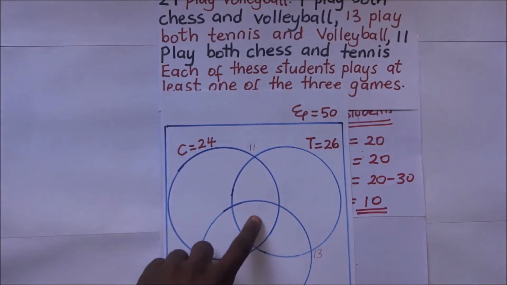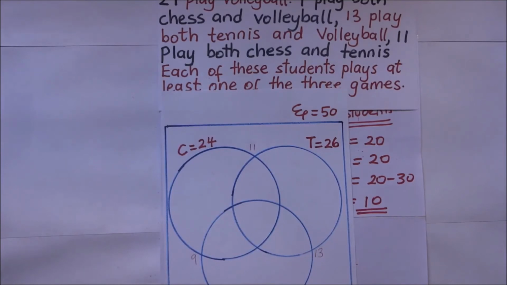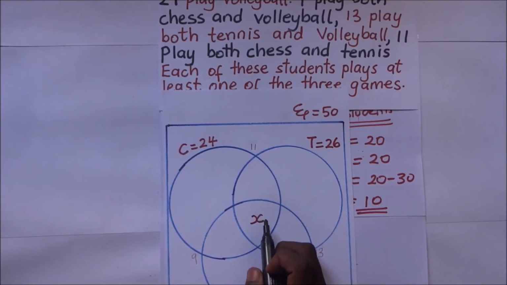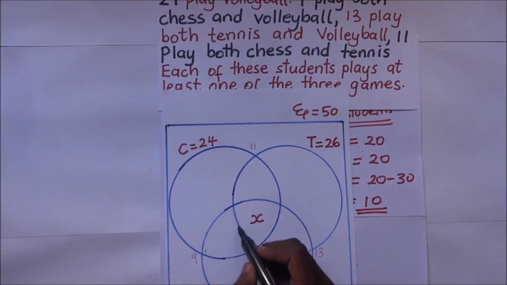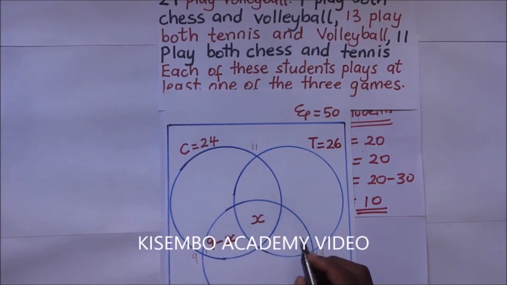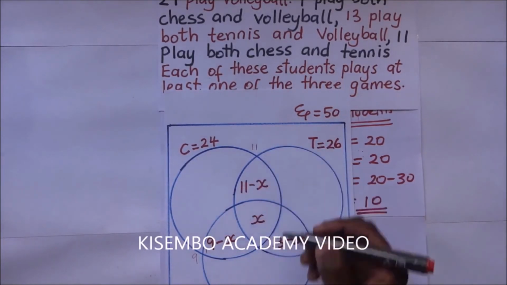So, we know that there is a certain number of students who play all the 3 games. We do not know how many these are. So let's call it x. If this is a value of x, the number of students who play all the 3 games, it means that in this portion, therefore, we can say it is 9 minus x. Then right here, it's going to be 13 minus x. And then right here, it's going to be 11 minus x.